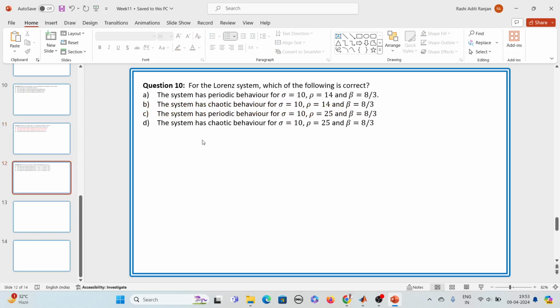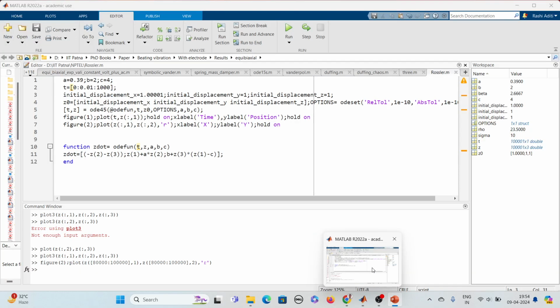Coming on to question number 10. It is again a question based on your MATLAB, and I have taken this question for the Lorenz system. I have also discussed the Lorenz system earlier, and I will not be writing the equation. I hope you have now become familiar with the Lorenz system, and if you still have any doubt, you can search for it or see the books in order to know the equation for the Lorenz system.